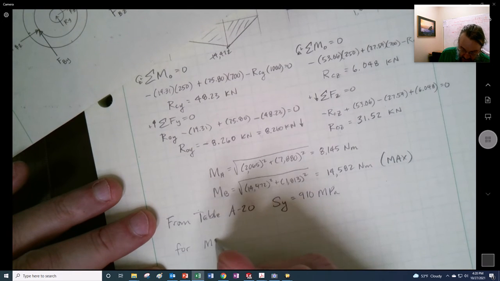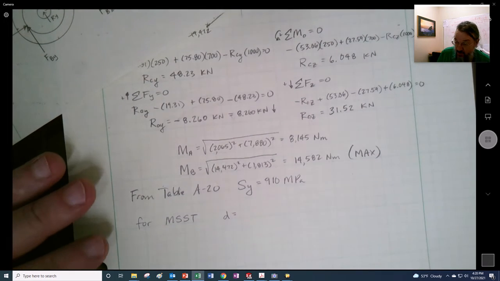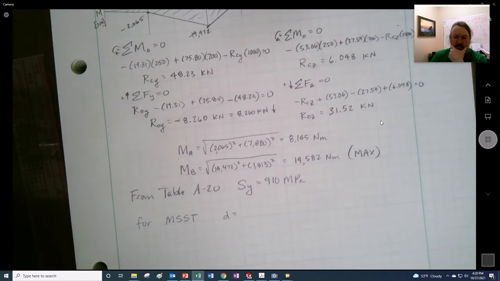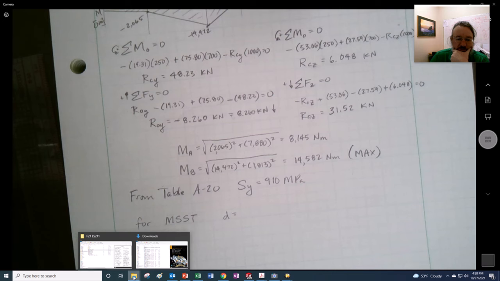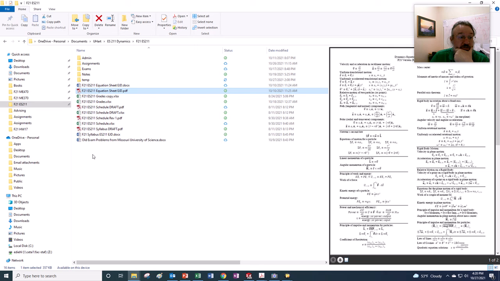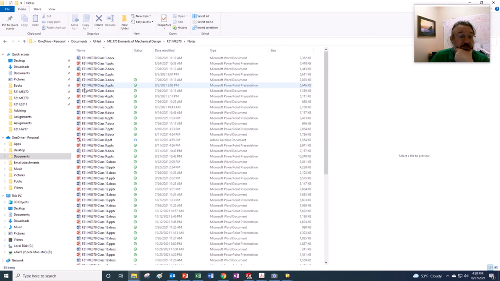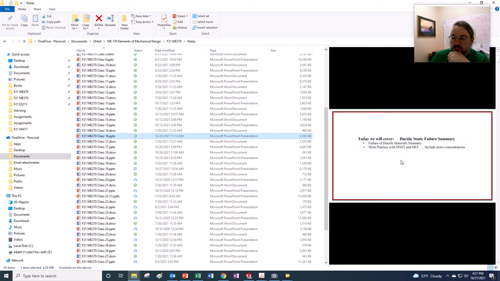All right, so to find the diameter for maximum shear stress theory, I'm going to look up the equation that I previously gave you, although I think I can actually remember it. Almost. I'll look up that equation. I should have written it down somewhere in my ME370 notes. I think it was class 16.